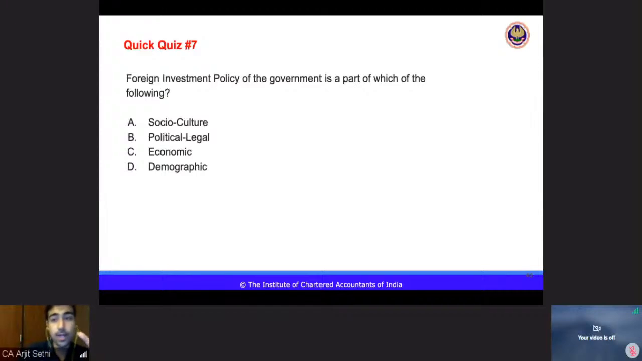So a quick question for you all. Foreign investment policy of the government is a part of which of the following, right? Is it social culture? Is it political legal? Is it economic, or is it demographic? We just discussed this. Foreign investment policy of the government is a part of which of the following?